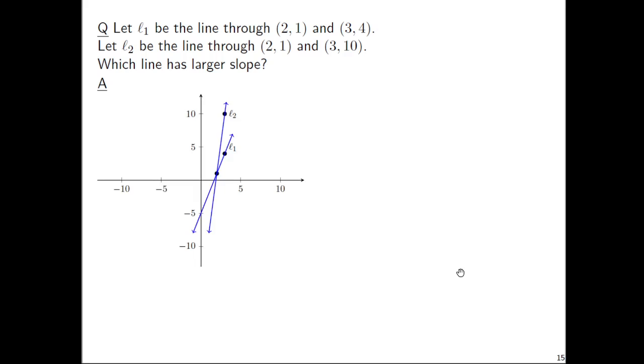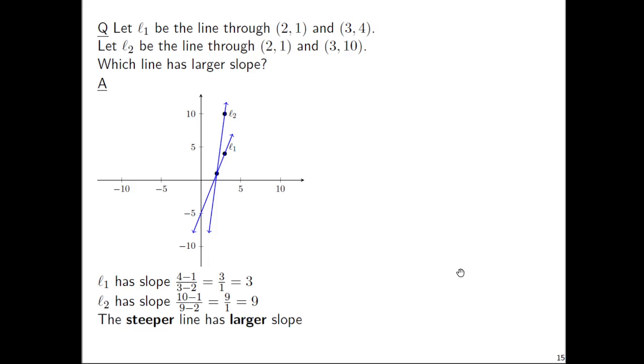Well, we were not really asked to draw the picture, but I wanted to do that. So you'll see here L1 going through (2, 1) and (3, 4), and you'll see L2 going through (2, 1) and (3, 10). And we can just compute the slopes, all right? It's worked out here in some detail, but in simplified form, L1 has slope 3 and L2 has slope 9. So which line has larger slope?